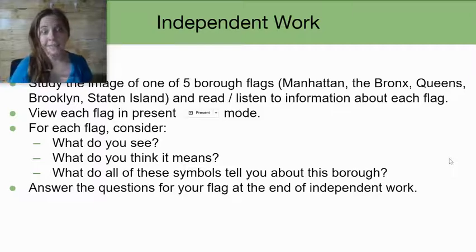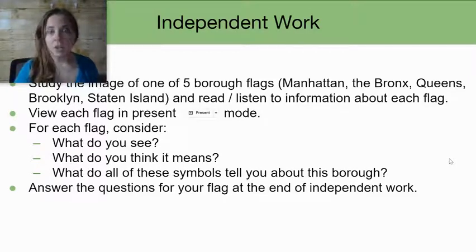Hi, friends. Today in class, you studied flags of New York and other areas, and you learned all about symbols on flags and how the different symbols aren't just there for fun, they actually can have really deep meaning. So, today, friends, what you're going to do is study the image of one borough flag.